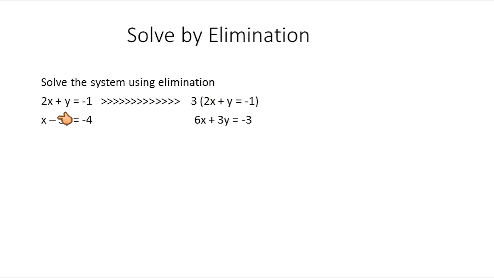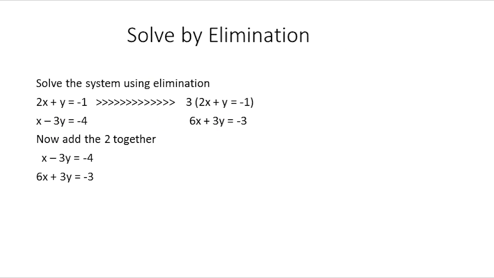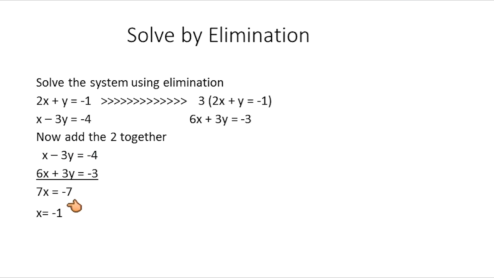Now I have a negative 3y and a positive 3y, and we can add them together. So here is the second equation. I just put it on top and then put our first equation that we changed below. Now we can add them together, and remember there's a 1 here. So we get 7x equals negative 7. Divide by 7, x equals negative 1.